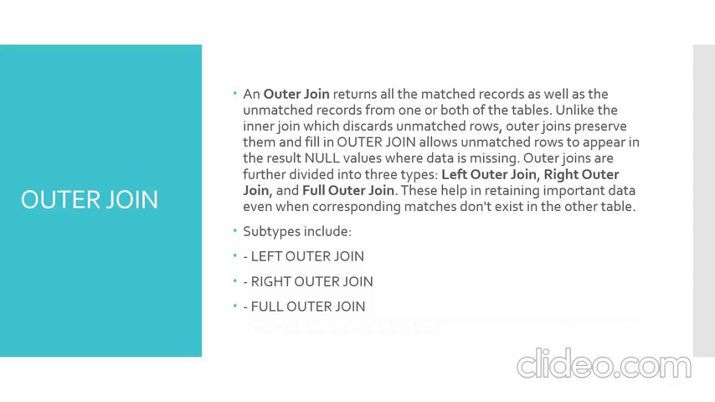Let's move to the outer join part. An outer join returns all matched records as well as the unmatched records from one or both of the tables.